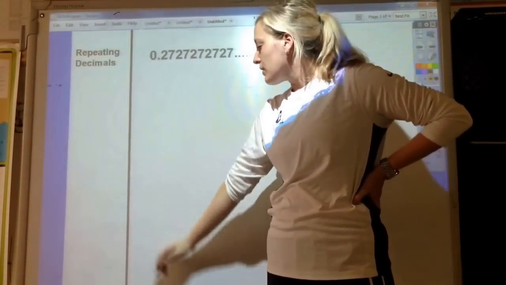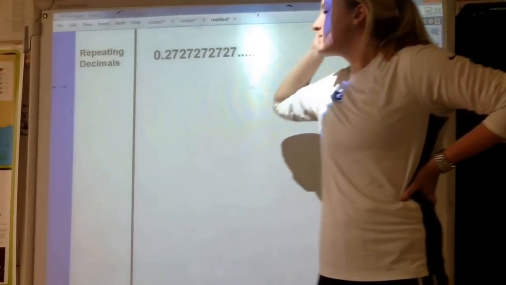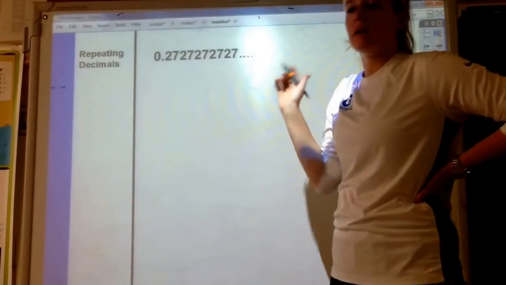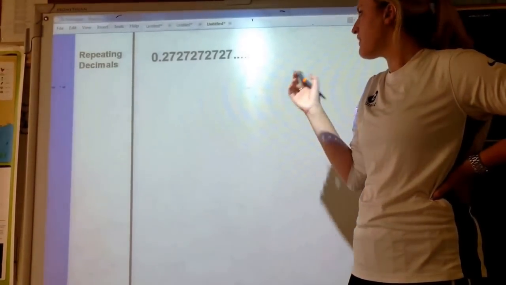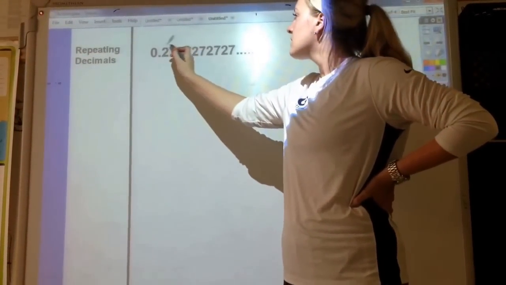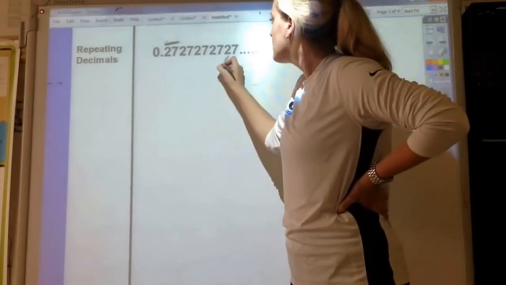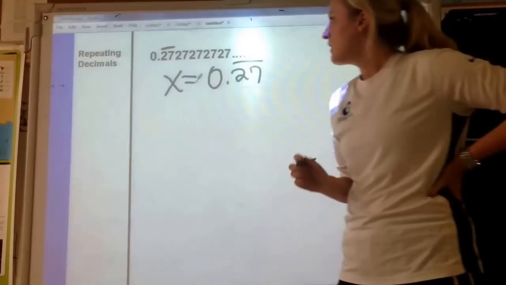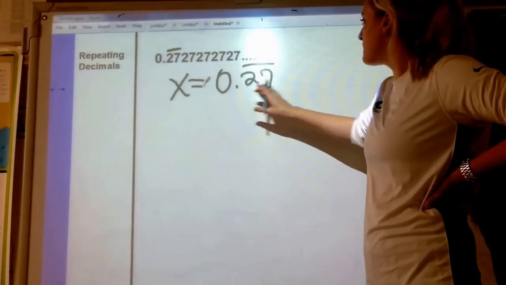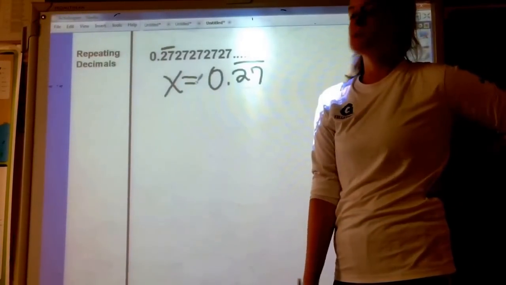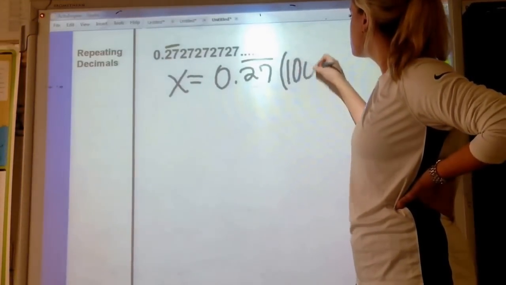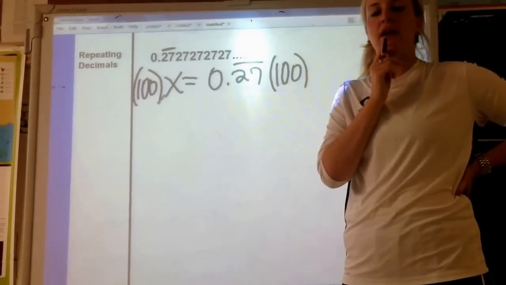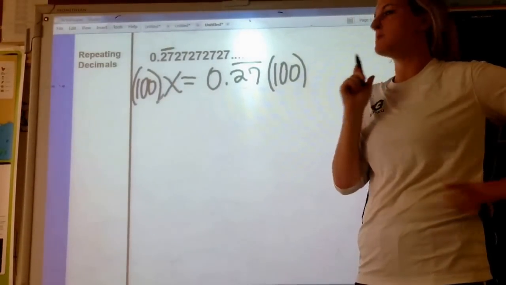Repeating decimals. Go ahead and draw your line in the top left-hand corner, write repeating decimals. I want to turn 0.27 repeating into a fraction. My first step is to set the value 0.27 repeating equal to x. Now, I see that there are two numbers repeating here, and that 7 is in the hundredths place. So my next step is to multiply both sides by 100. If there had only been one number repeating, I know I would have multiplied by 10, but there are two, so we do 100.